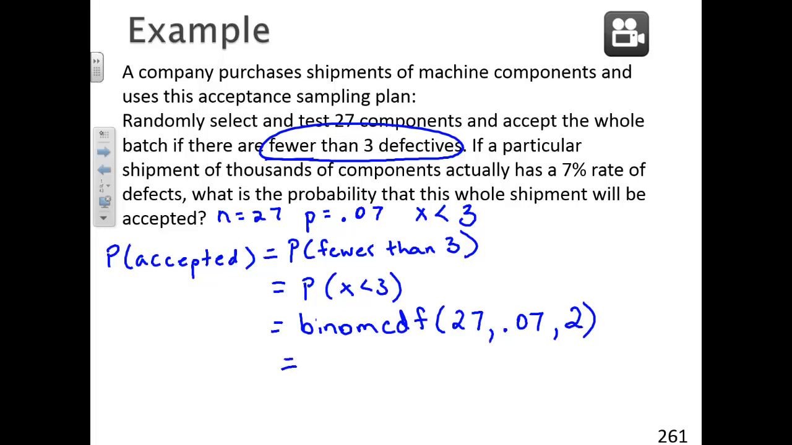So this means the calculator is going to add the probability of 0 plus the probability of 1 plus the probability of 2. And that's what we need. We need fewer than 3. So 0, 1, and 2. So run that on your calculator and you should get 0.708.